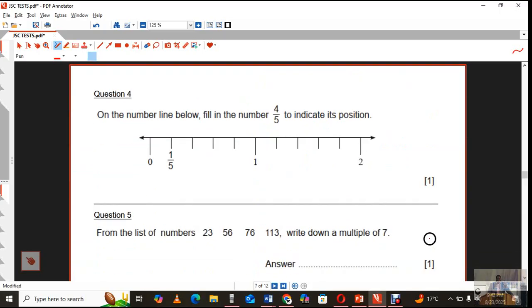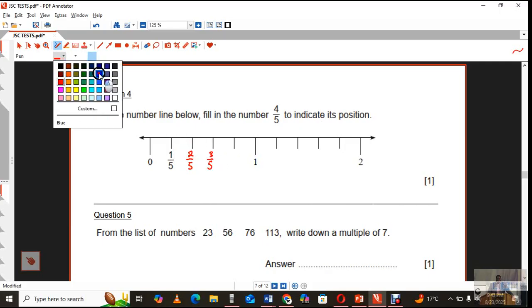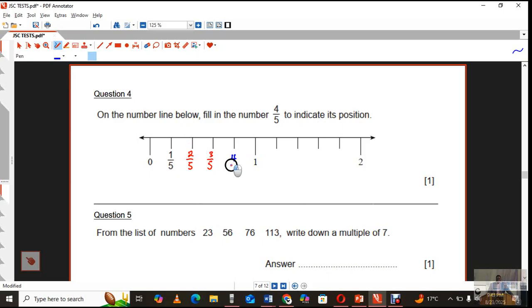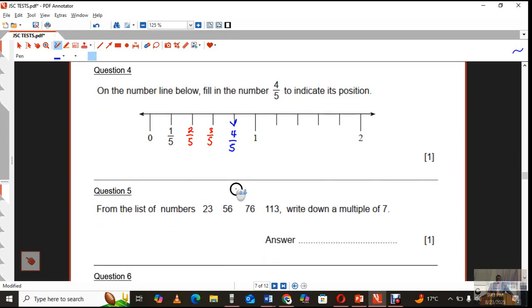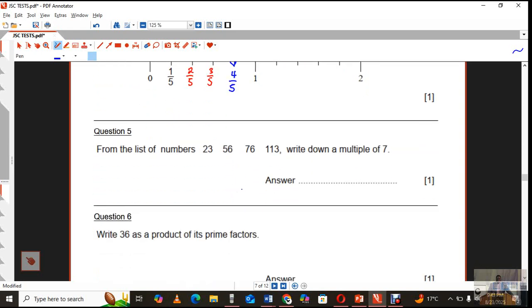When you look at question 4, on the number line, fill in the number 4 first to indicate its position. So that's 1 over 5. This will be 2 over 5. This will be 3 over 5. And the required answer is here, which is 4 over 5, like 0.8.